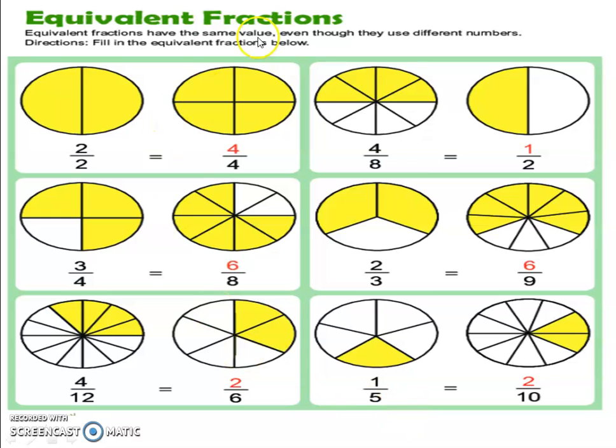To better understand fraction numbers: 2 upon 2 gives value 1, 4 upon 4 also gives value 1, 4 upon 8 gives value 1 upon 2, 6 upon 8 gives value 3 upon 4, 6 upon 9 gives value 2 upon 3, 4 upon 12 and 2 upon 6 both give the value 1 upon 3, 1 upon 5 and 2 upon 10, we divide 10 by 2 to simplify, we get 1 upon 5. So these are called equivalent fractions.